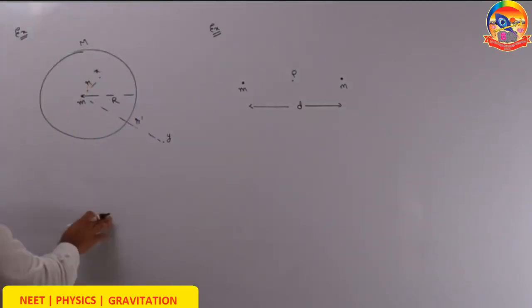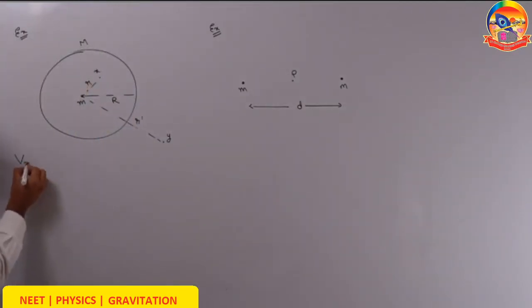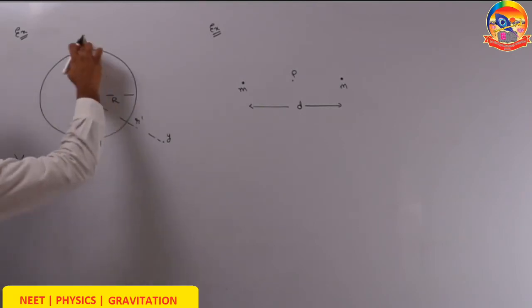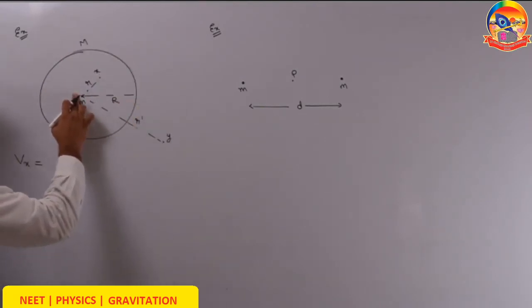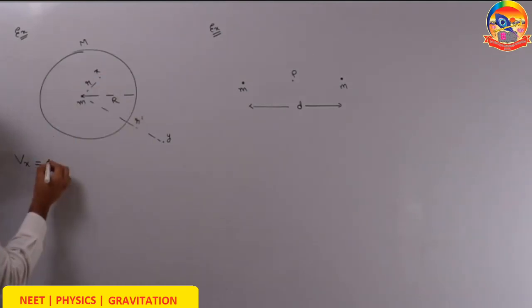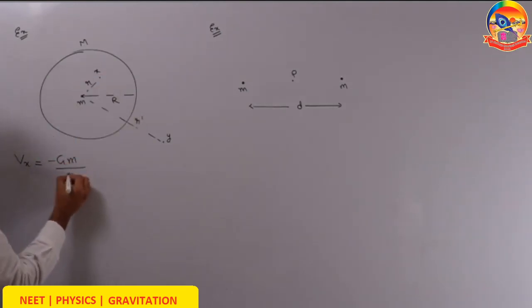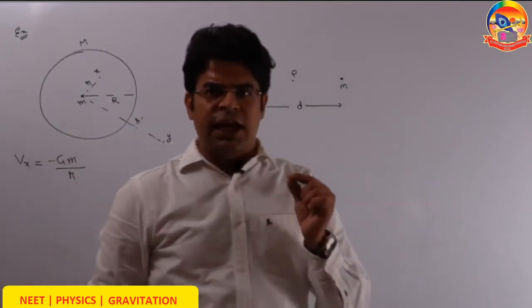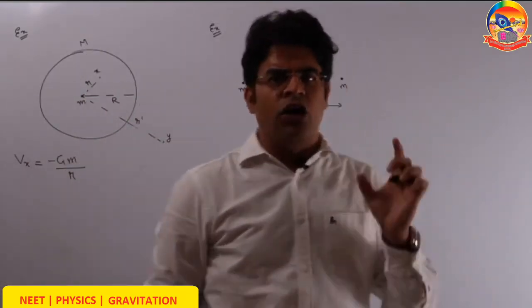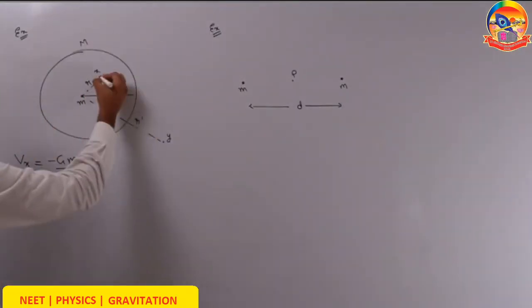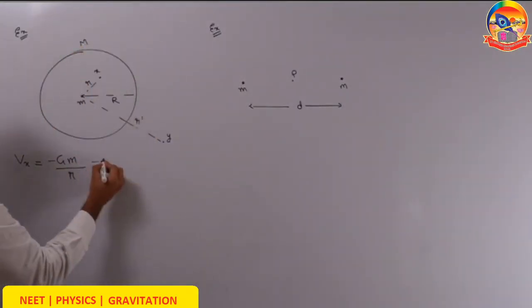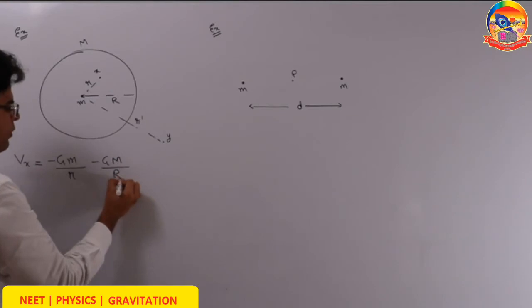First, how to write potential at point x? At point x, there will be potential because of both this mass as well as the mass of the shell. Because of this mass, at point x, potential will be minus G into small m by r, distance r. And the potential inside the shell because of the shell is the same as that on its surface. So here at point x, because of the shell, potential will be minus G into M upon capital R.